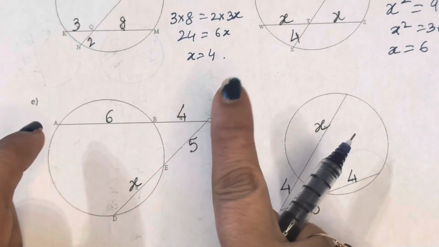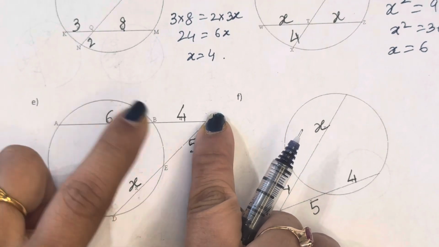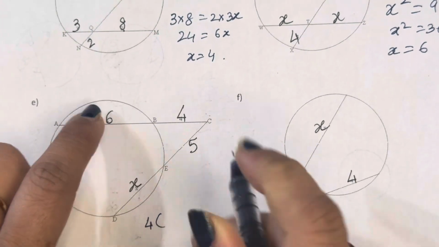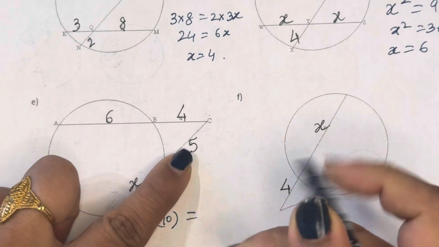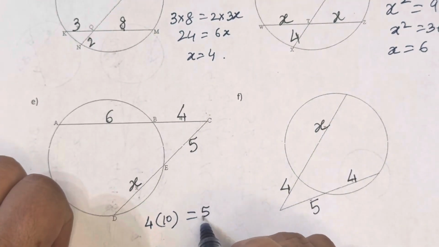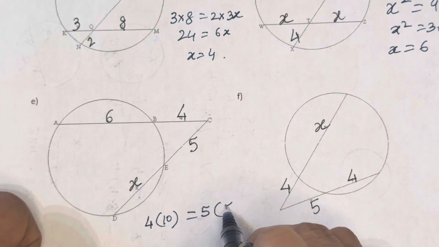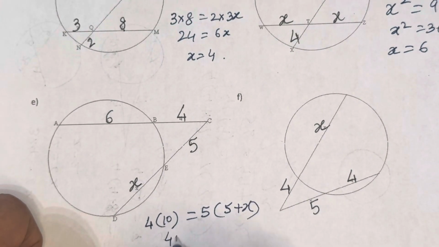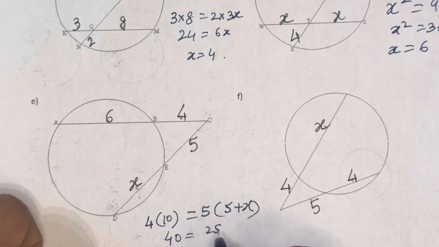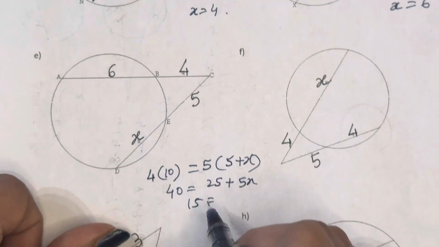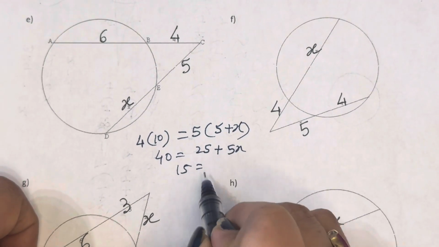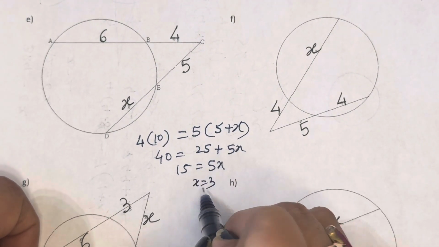This question, it is outside times whole. So 4 times what will be whole? 4 plus 6, which will be 10. Outside 5, and what is whole? 5 plus x. So 40 is equal to 25 plus 5x, or you can divide by 5 also. So it will be 15 is equal to 5x. So x will be equal to 3.